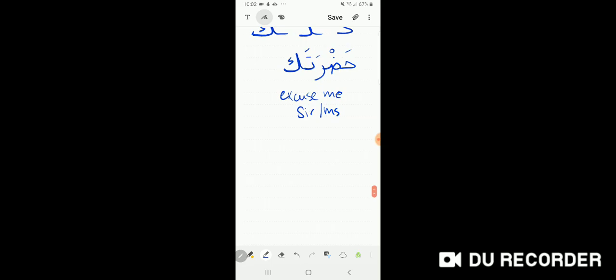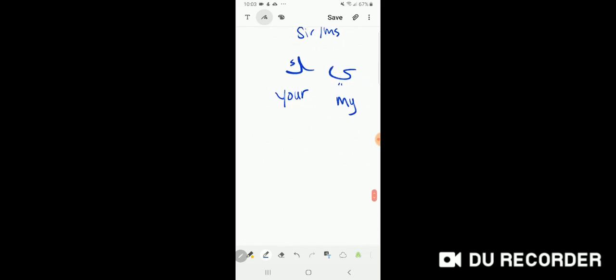And what's important to note about this is that this kaf at the end has a special meaning. You're going to write down for yourself. When we added ya to the end of a noun, what did it do? Good. Made that word mine. Bayti, my house. Sayyarati, my car. Abi, my dad. When you add a kaf to the end, it makes it yours. Okay? So, we're going to do some examples.